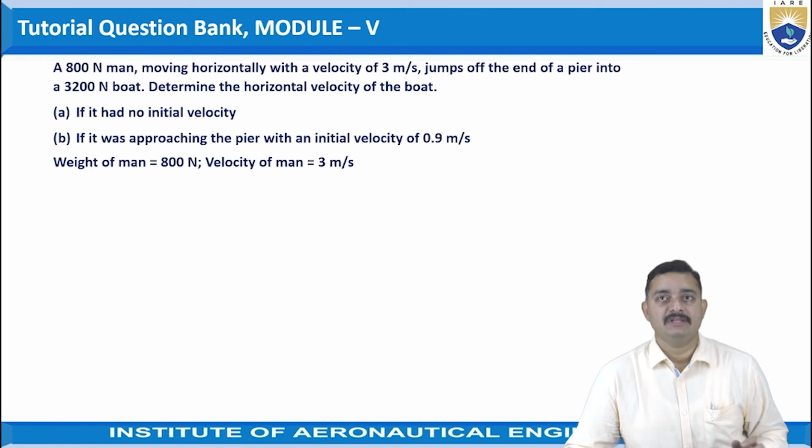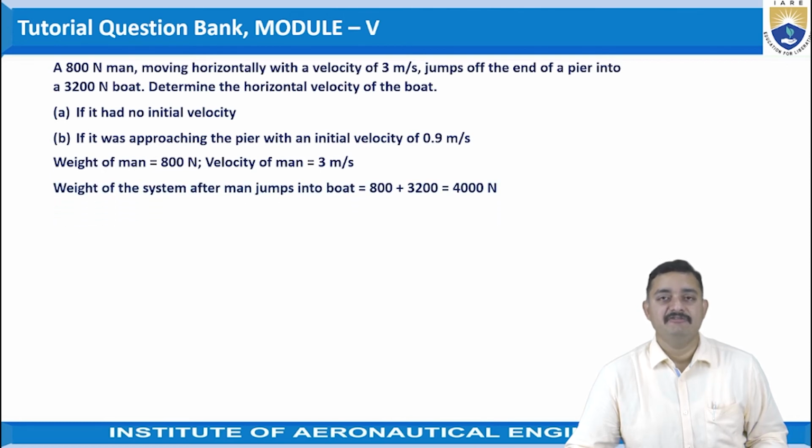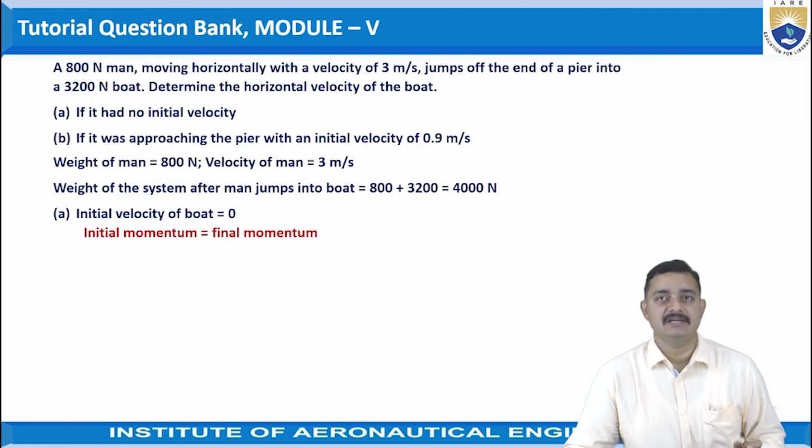In the given data, the weight of the man is 800 newtons and the velocity of the man is 3 meters per second. We can consider the weight of the total system after the man jumps into the boat as 800 plus 3200, that would be 4000 newtons. Then the initial velocity of the boat is 0. Why? Because the boat is at rest. And for the first case, the initial momentum is equal to the final momentum. We are considering the conservation of momentum here.